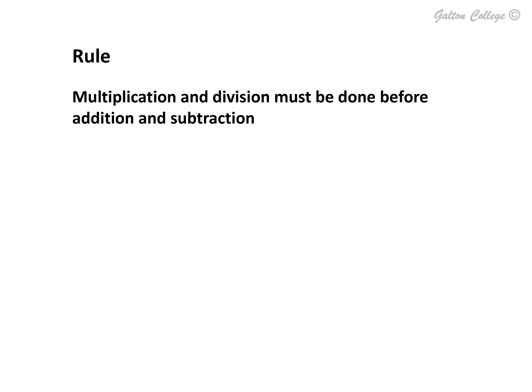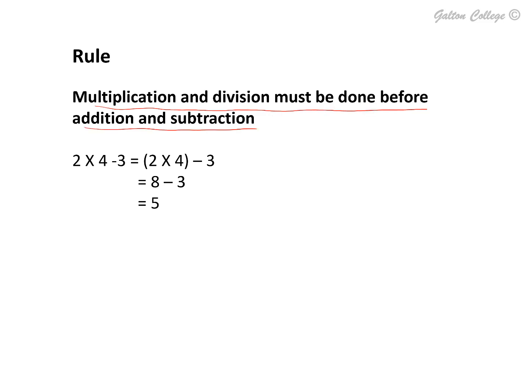The next one is multiplication and division must be done before addition and subtraction. Now this rule must be followed. This is for just general numbers. So here we have 2 multiplied by 4, take away 3. So what we do here is the rule is multiplication and division must be done before addition and subtraction. This is multiplication, this is subtraction. So we must do this multiplication first.